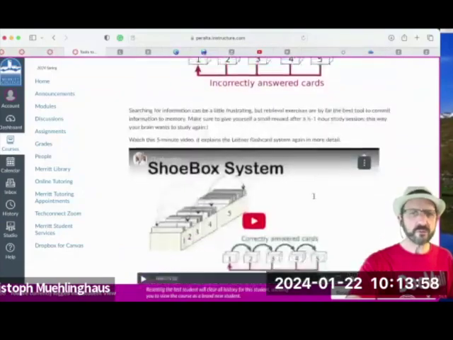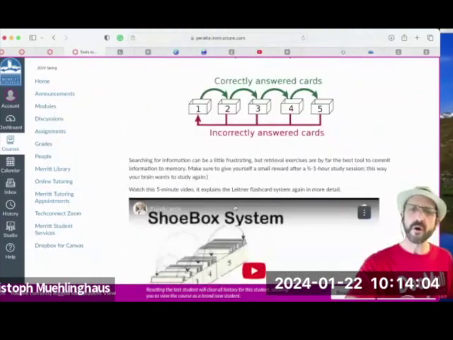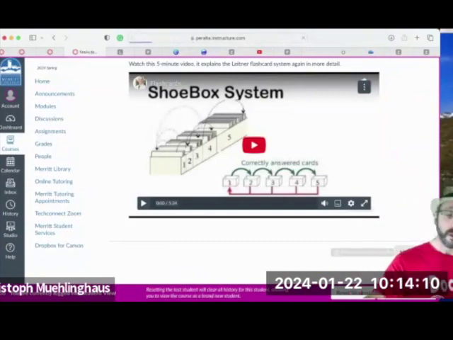So I just want you to be exposed to that so you can use it if you like it, and if not, at least you know about it. This is from the 70s. It's called the Leitner system.